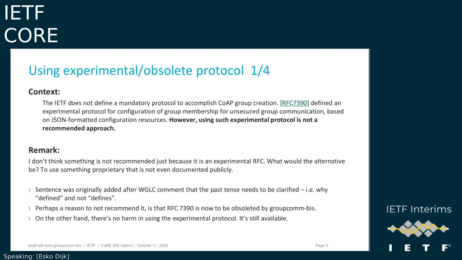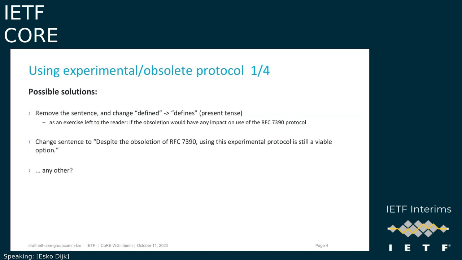But after some discussion, we think that as authors, there's actually no harm in using the experimental protocol. It's still available. And then I'll move on to the next slide just to show some proposed solutions. So in terms of the text, what do we need to do to resolve this comment? We can just remove the sentence and say the RFC defines the experimental protocol, and we don't say anything more about it. So it's left as an exercise to the reader if the obsolescence of the draft will have impact on using that protocol, yes or no. To be honest, I also don't know if that has any impact. But that's one first thing we can do.